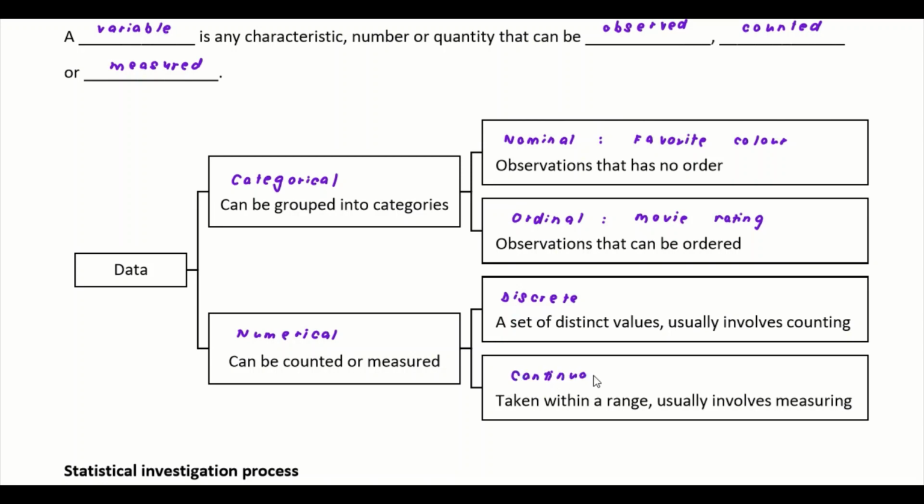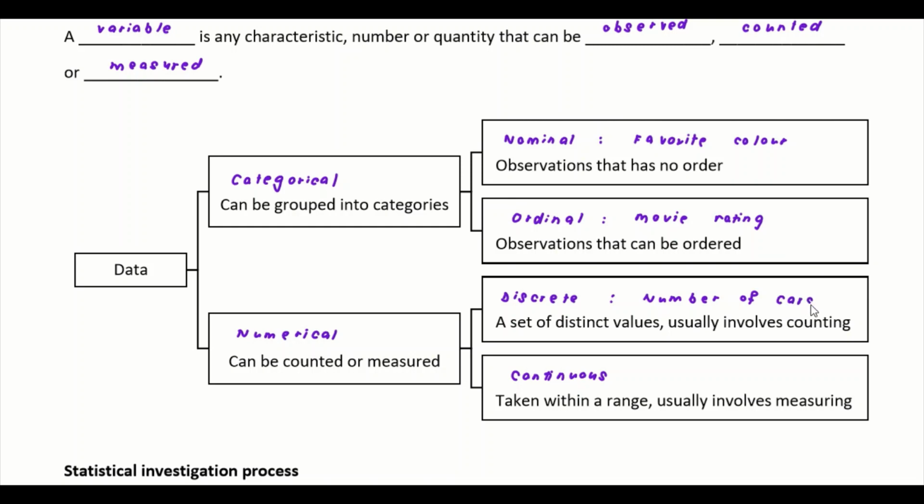Okay, so what's the difference between them? Discrete is about a set of distinct values, so it usually involves counting. So things like the number of cars on the road, the number of students in the class, the number of pens that you have. Stuff like that. So normally the process involves things like counting.